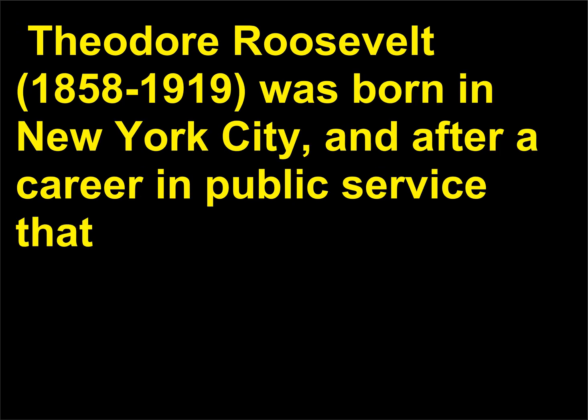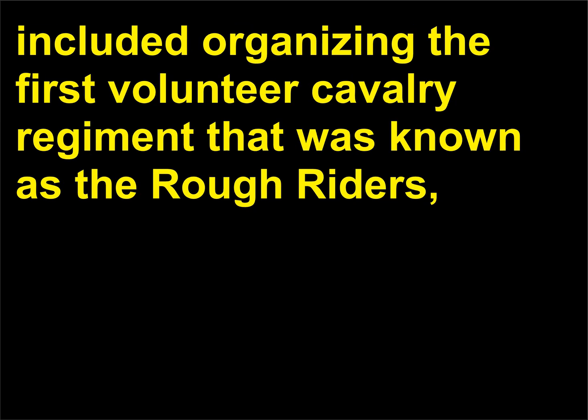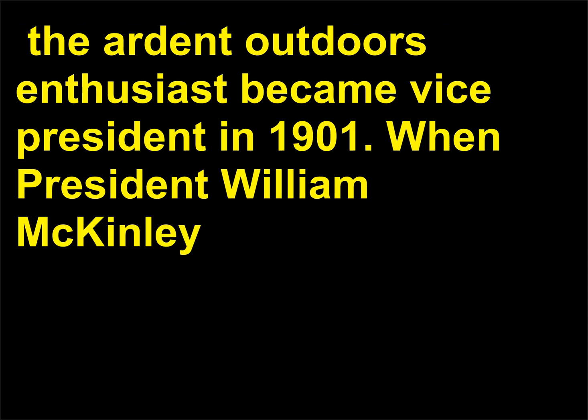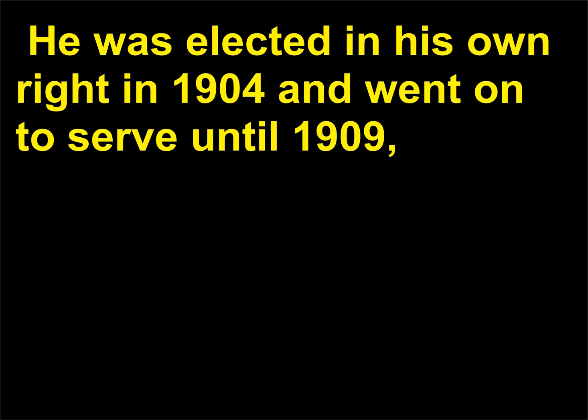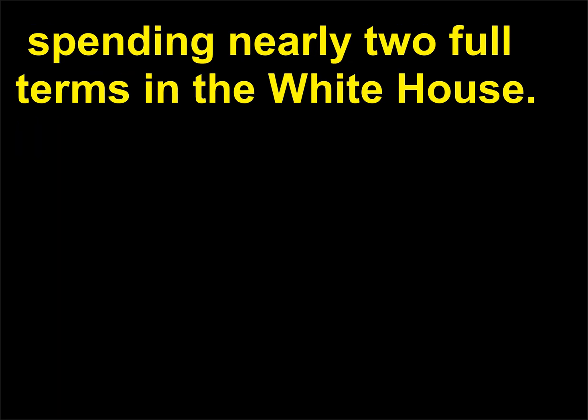Theodore Roosevelt, 1858–1919, was born in New York City, and after a career in public service that included organizing the first volunteer cavalry regiment, known as the Rough Riders, the ardent outdoors enthusiast became vice president in 1901. When President William McKinley, 1843–1901, died in office later that year, on September 14, Teddy Roosevelt succeeded him as president. He was elected in his own right in 1904 and went on to serve until 1909, spending nearly 2 full terms in the White House.